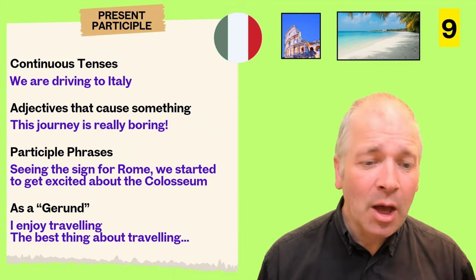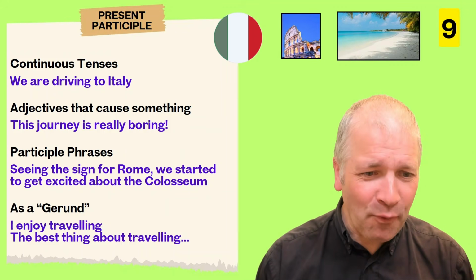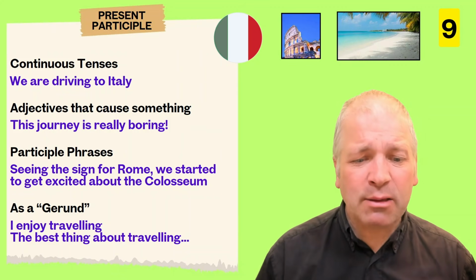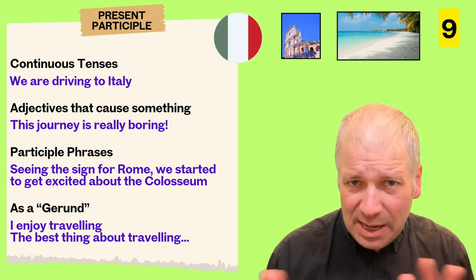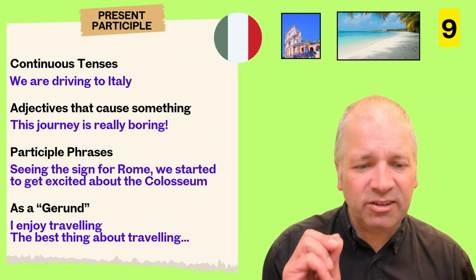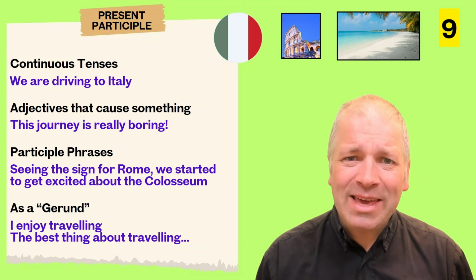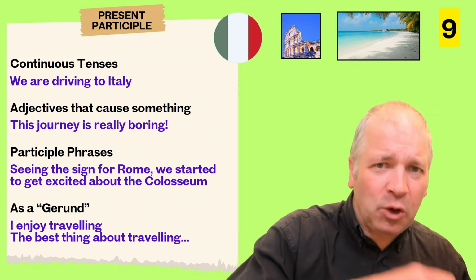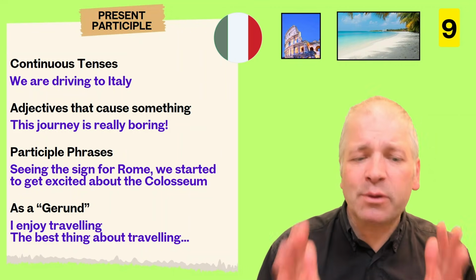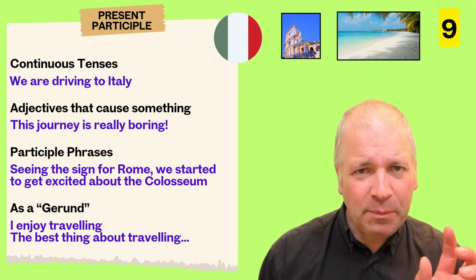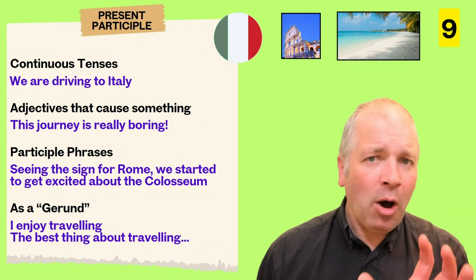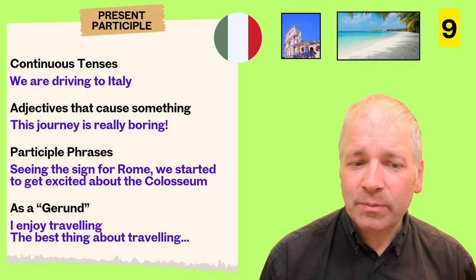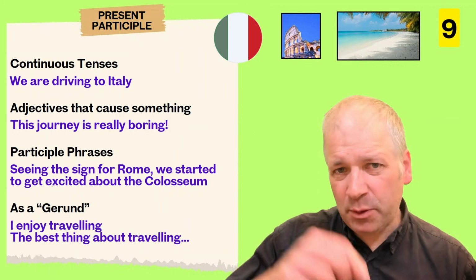We also use them in what's called participle phrases. Let's look at the example. Seeing the sign for Rome, we started to get excited about the Colosseum. So the main sentence here is the second part. We started to get excited about the Colosseum. But we can insert these phrases before to tell us about something that caused what came next. Seeing the sign for Rome. So seeing is the verb to see with the ing on the end of it. And what this means here is we saw the sign, then we got excited. So this thing happened first and caused the second thing.